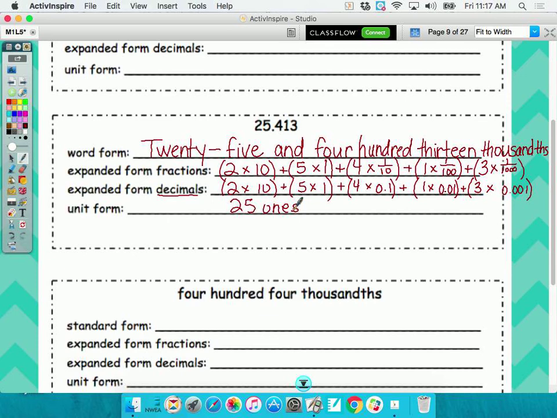And then what, Alondra? How will I do the next part of my unit form? Keep these numbers together. No, keep them together. 413. And what place value? Good. 413 thousandths. Okay, so that's a little bit of what we did yesterday, but we added a whole number. The whole number was 25.